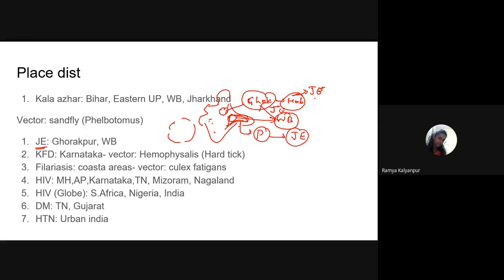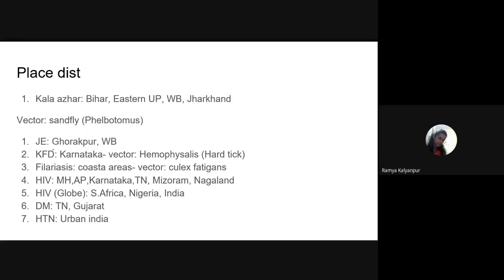So you should know it is present everywhere in India, but the peak number of cases are seen in Gorakhpur. Hence, Gorakhpur is also called the hub of Japanese encephalitis, then West Bengal, and drug resistance for Japanese encephalitis is most commonly seen in the eastern states of India. Yes, are you all clear with this Japanese encephalitis? Yes, ma'am.